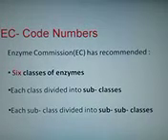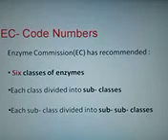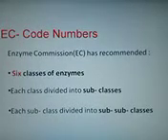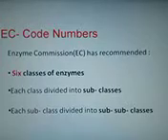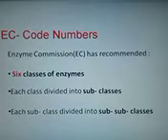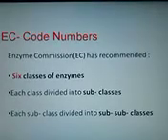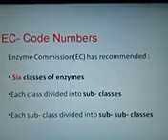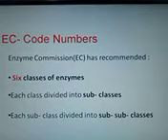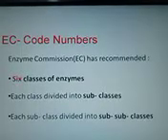Each class is then divided into subclasses, and the subclasses are further divided into sub-subclasses. This helps in developing a code number for the enzyme. So I repeat once again that every enzyme has an EC number, in which the first number indicates the enzyme's class, the second number its subclass, the third number its sub-subclass, and eventually you will come to know what the fourth digit is.